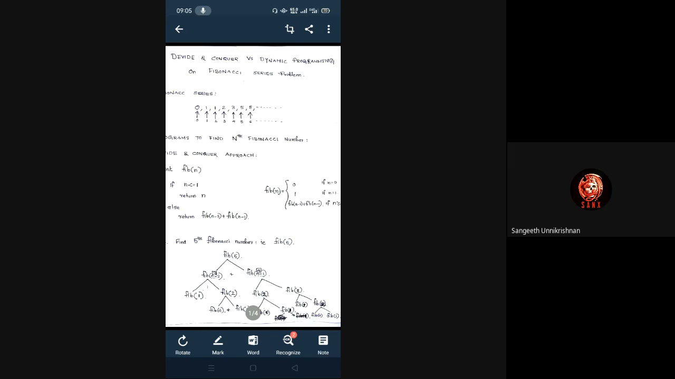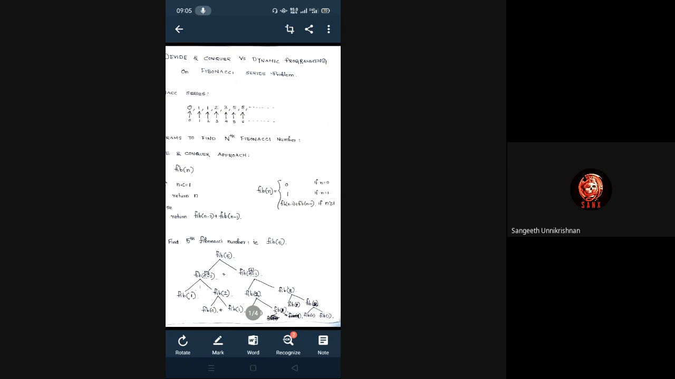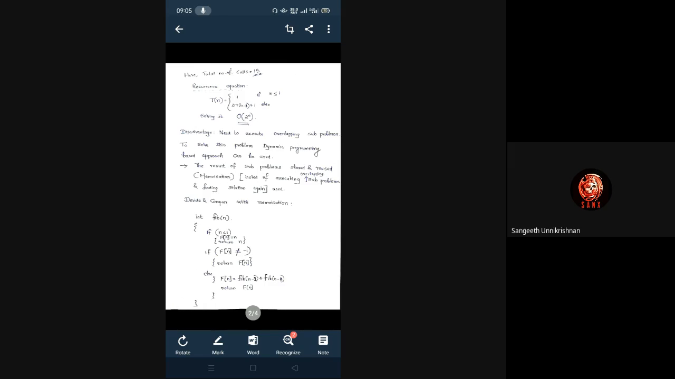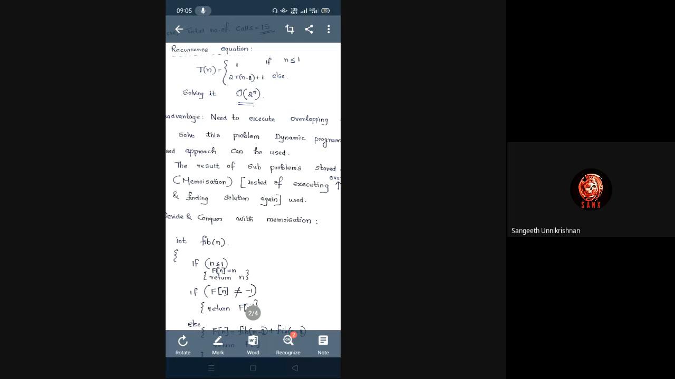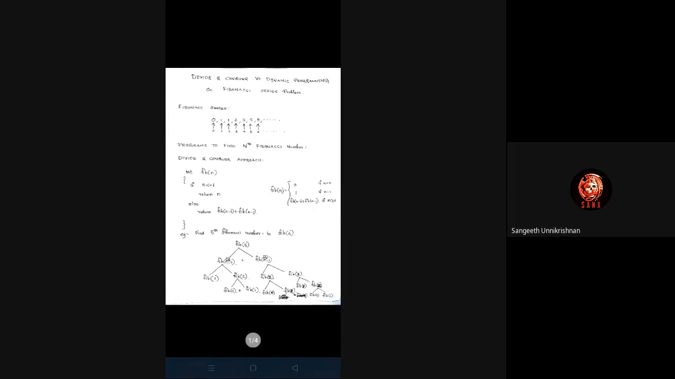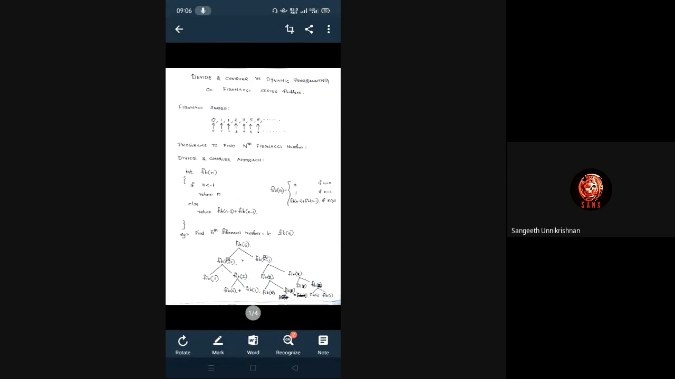Just count the number of nodes: fib of 5, fib of 3, in this way. If you count it, you will get the answer. Total number of calls is equal to 15. So we just count the number of nodes in the tree, and it is 15. So 15 calls are necessary for solving this problem.